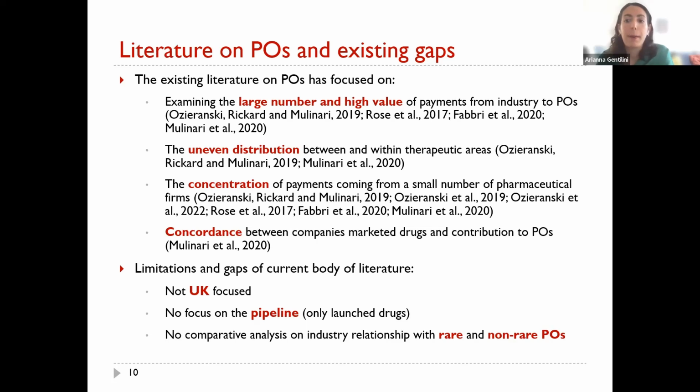However, we felt that the concordance of companies' and patient organizations' interests has not been fully explored in the UK, and the only existing study focuses on drugs on the market only, so it failed to include drugs that are still in the R&D pipeline. Finally, all the papers that I mentioned above focus on patient organizations overall, and they don't tease out the difference that might exist in the financial relationship between rare and non-rare patient organizations. As we've discussed before, we think that they might behave differently.